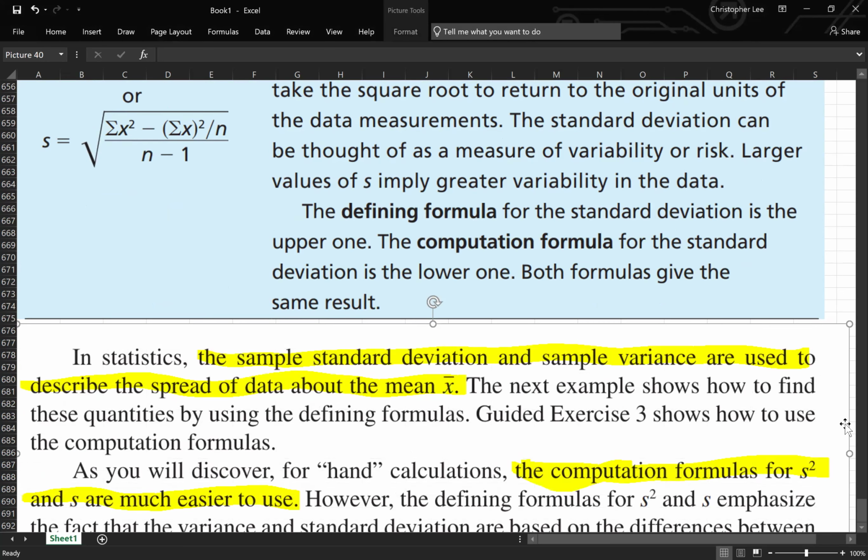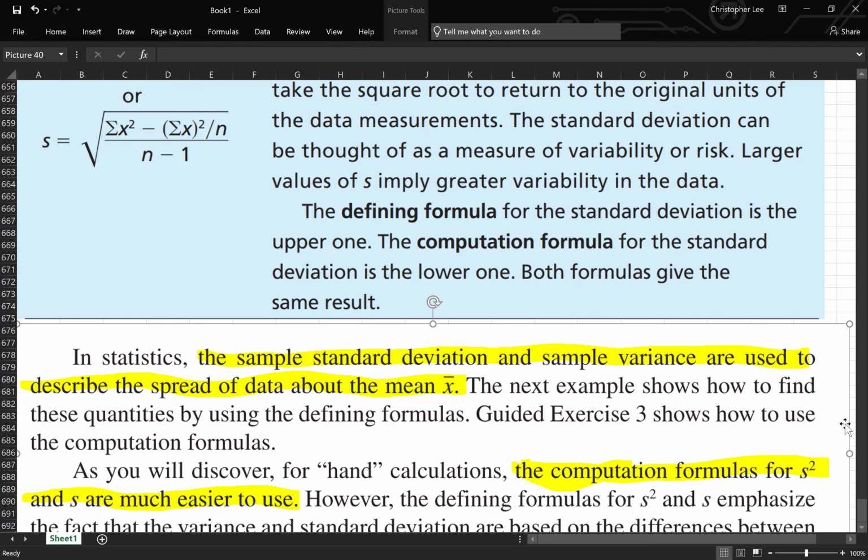In statistics, the sample standard deviation and sample variance are used to describe the spread of the data about the mean X bar. Then the next example shows how to find these quantities by using a defining formula, right? And then exercise 3 shows us how to use the computation formula. So as you will discover, for hand calculations, the computation formulas for S squared and S, for variance and standard deviation, are much easier to use.